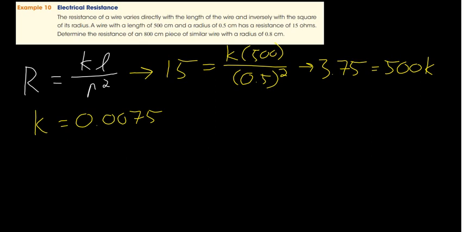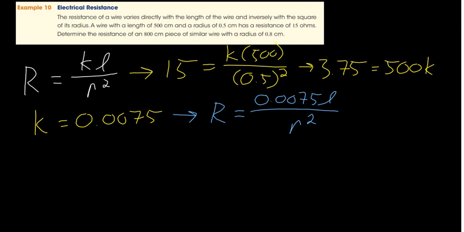Okay. All right. So that's what K is. This tells me my equation is going to be R is equal to K, which is 0.0075, times the length, all over the radius squared. All right, then we can look at the last sentence now. Determine the resistance, so we're just going to look for a big R.